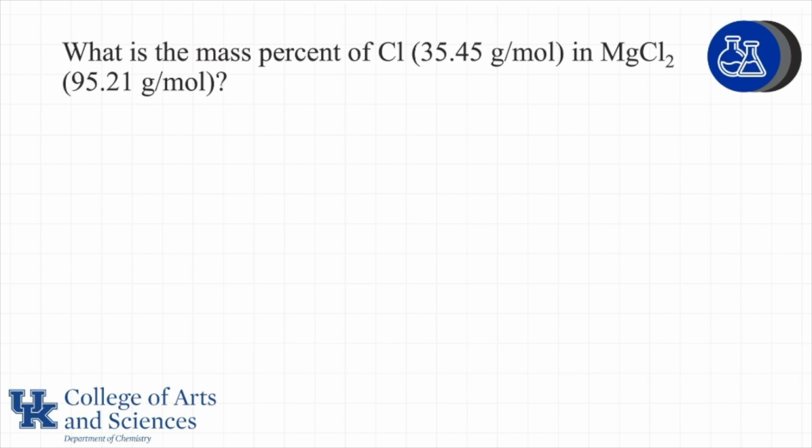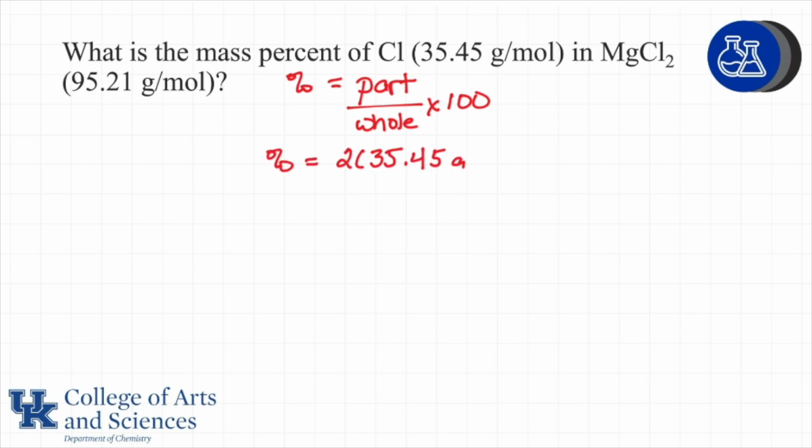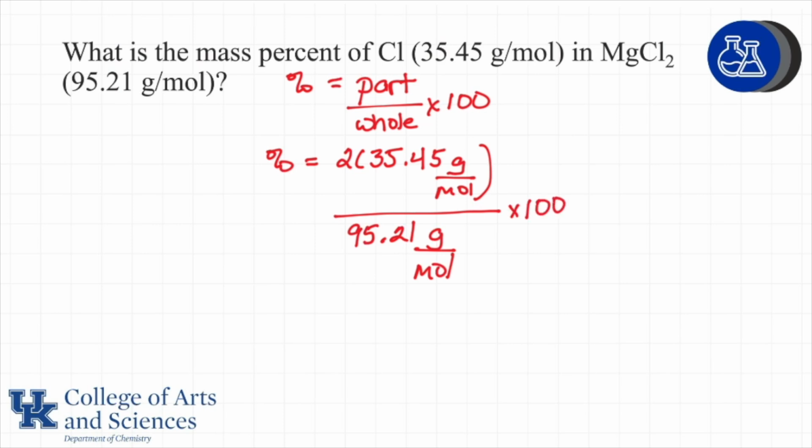What is the mass percent of chlorine in MgCl2? And the molar masses for both of those are given. Again, we're going to start with our percent equation. Percent equals part over a whole times 100. Our chlorine is the part, and there are 2 chlorines in each unit of MgCl2, so I need to take 2 times 35.45 grams per mole, which is the molar mass of chlorine. And in the denominator, I'm going to put the molar mass of the compound, which is 95.21 grams per mole, then multiply by 100.